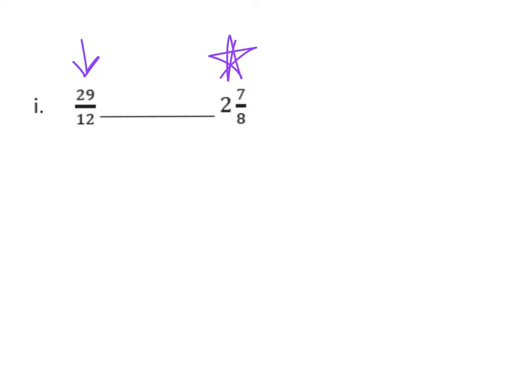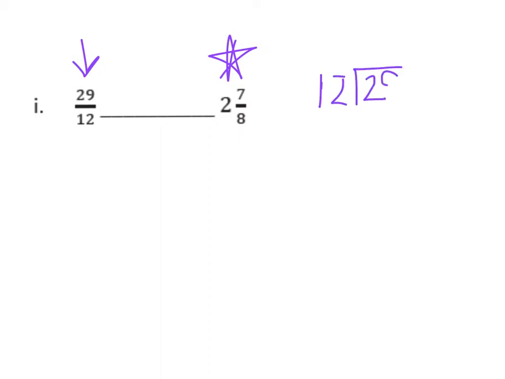The best thing to do is to convert the improper fraction into a mixed number so we have smaller numbers to cross multiply with. Let's convert 29/12. To do that, remember we have to use division.